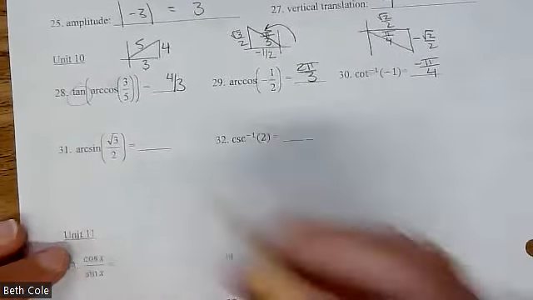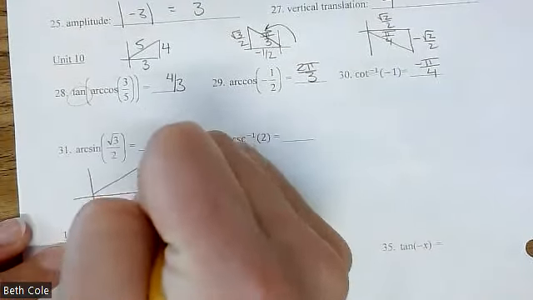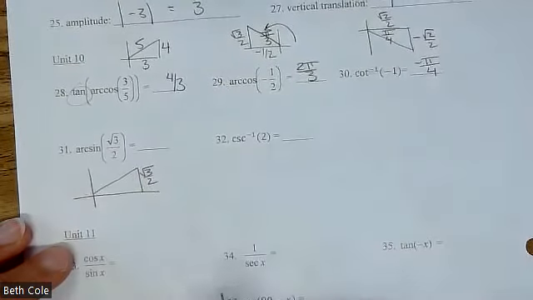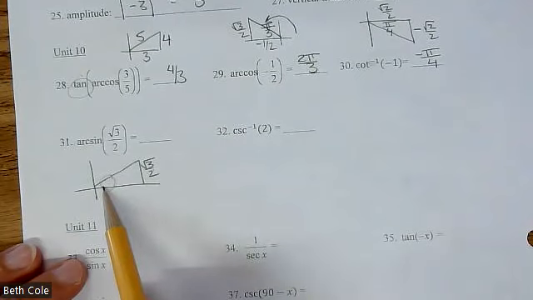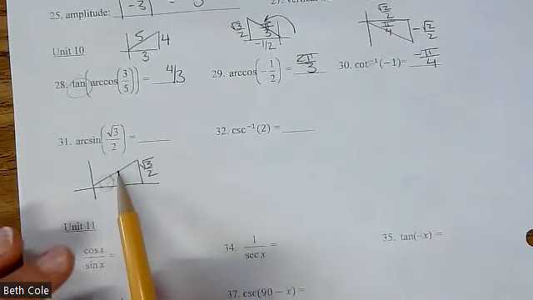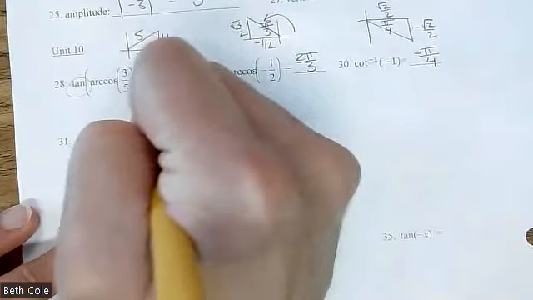All right, arc sine, square root of 3/2. Sine is the y value, so here's your square root of 3/2. What is this angle across from it? Pi/3. And when you're in quadrant 1, that's your answer.